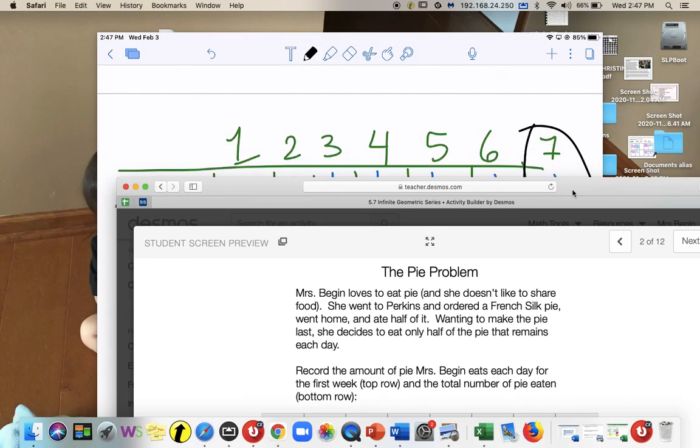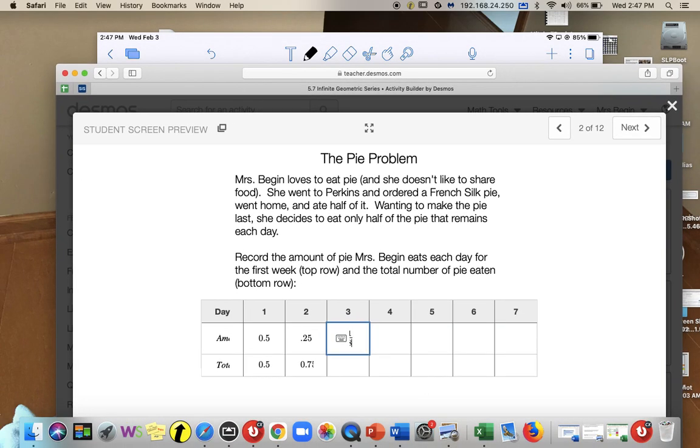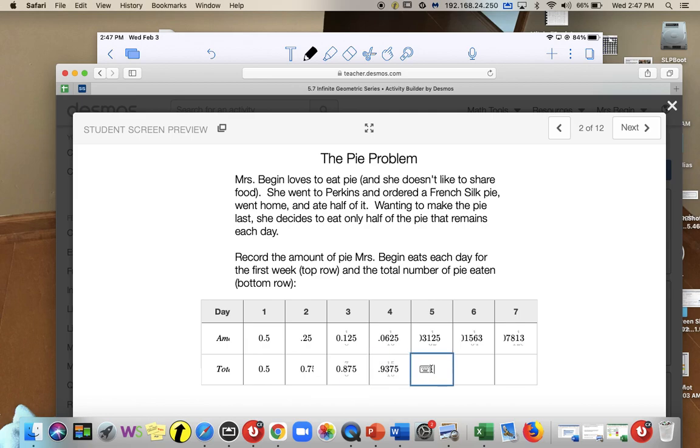I wonder why it doesn't let us do fractions. What if I type in 1/8? Oh, now it changes. What was it, 1/16, 1/32. This is 1/64. This is 1/128. But then if we type in, so this was 7/8 of the pie that I've eaten. This was 15/16 of the pie. This was 31/32. And you can see I've eaten pretty much all of the pie, probably by day 4.